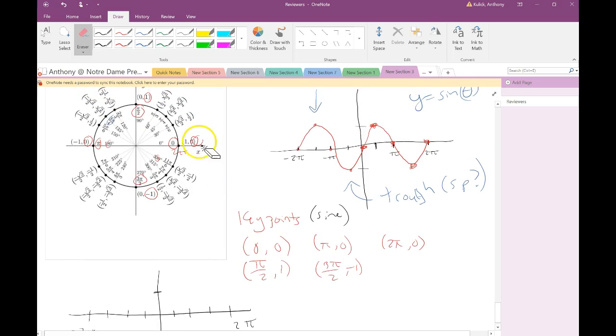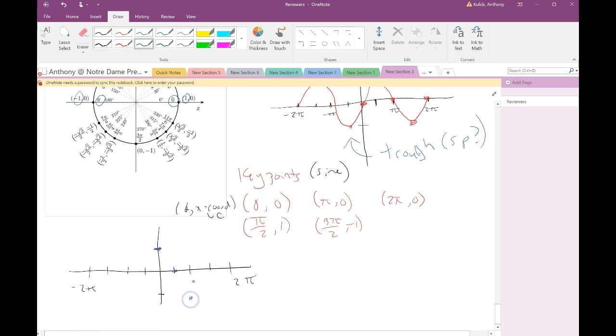So this time, to graph cosine, my x-coordinate is still going to be theta, but my y-coordinate now is going to be the x-coordinate in the unit circle. So I have 0 and then 1. I have pi over 2, 0. Pi and negative 1. 3 pi over 2 and 0. And then 2 pi and 1.